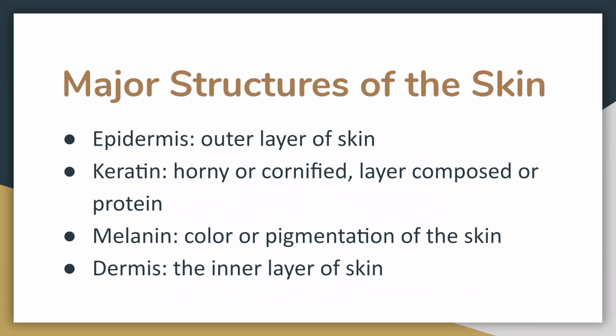Major structures of the skin include the epidermis, which again is the outer layer of the skin, the keratin, which is the horny or cornified layer composed of protein. You have the melanin, which is the color or pigmentation of the skin. The dermis is the inner layer of the skin. That's the major part of the skin.